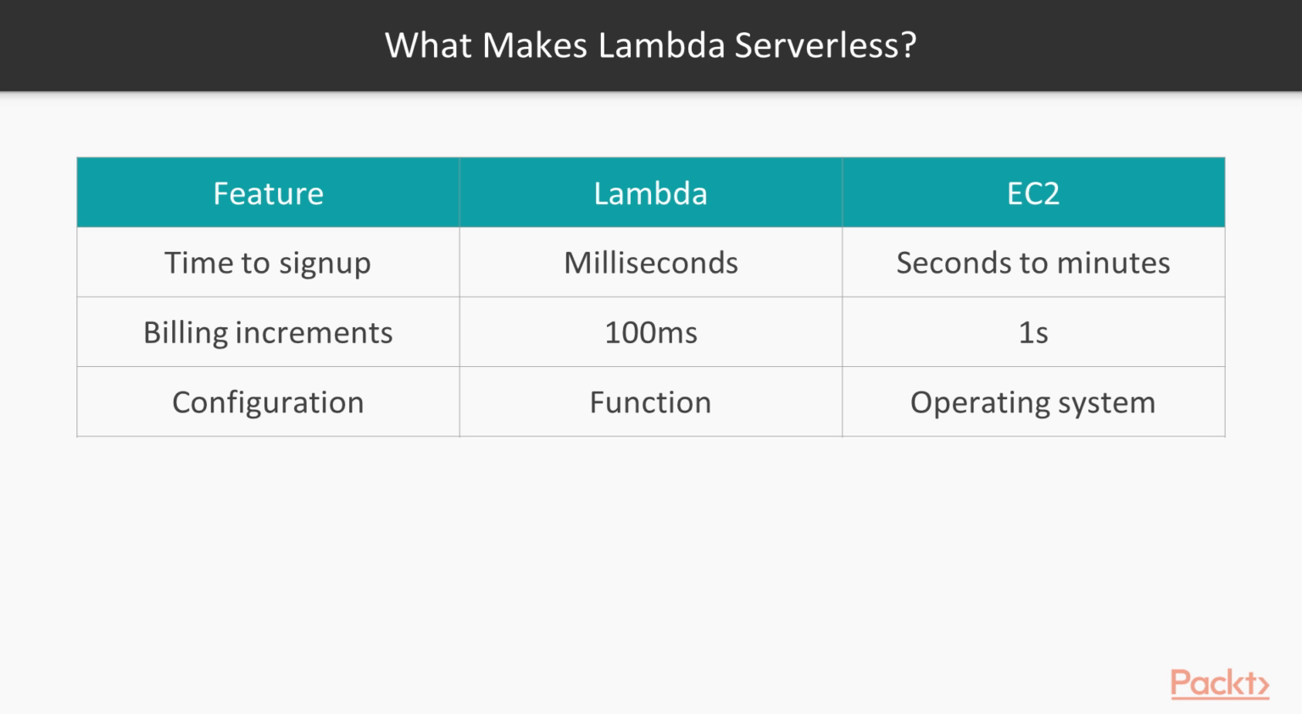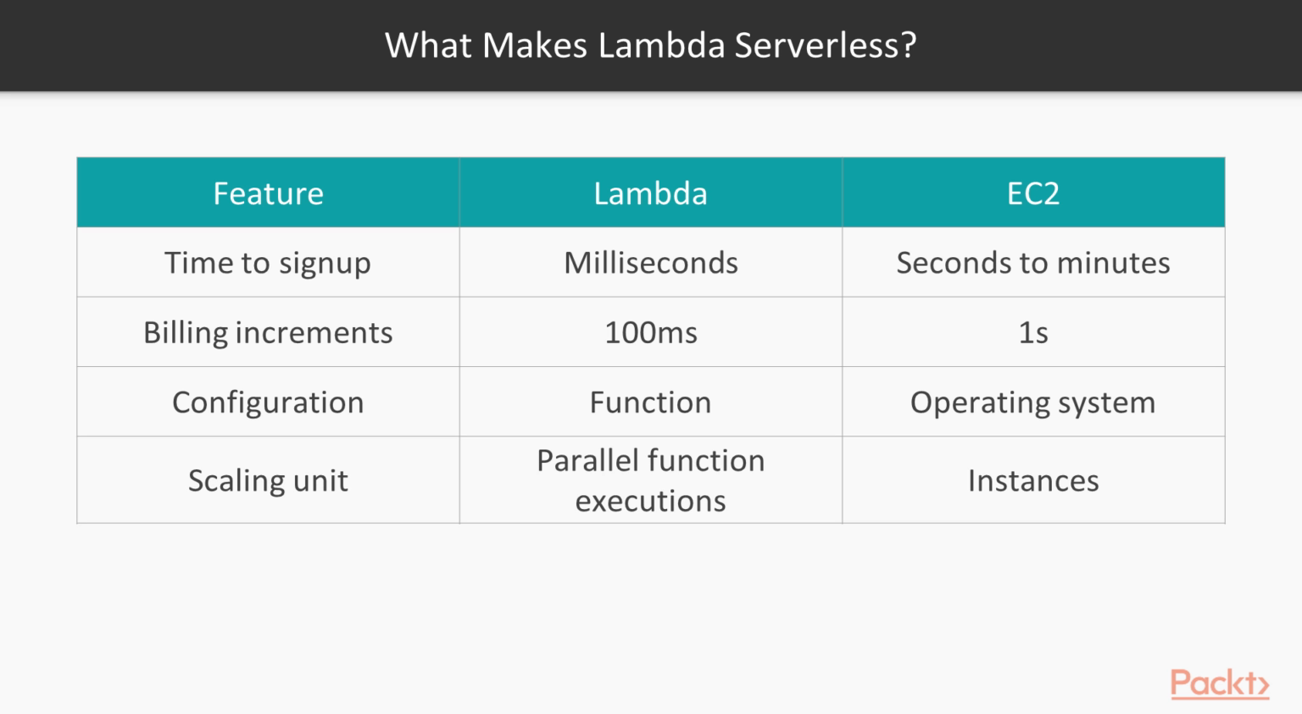Secondly, you have to pay for the operating system boot time. If you have a fast Lambda function that runs in under 100 milliseconds, you pay for 100 milliseconds of time, but you might pay for minutes of time with EC2 to run that same function just once.